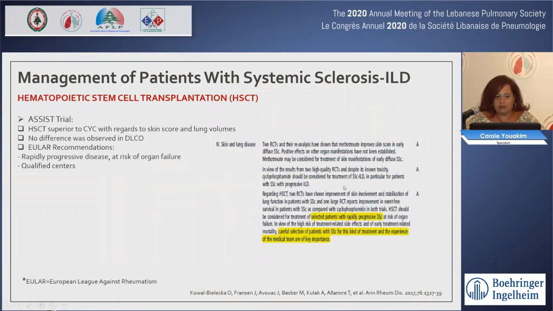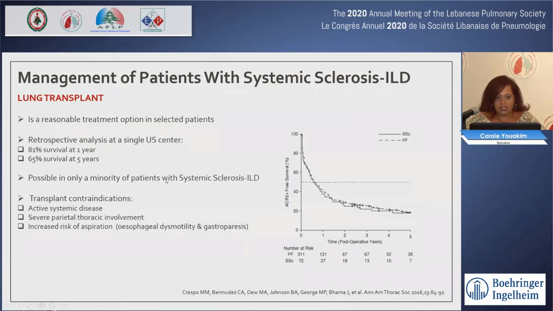In 2017 came hematopoietic stem cell transplantation, and the EULAR recommended hematopoietic stem cell transplantation only in rapidly progressive disease and in patients at risk of organ failure, to be done in qualified centers. Finally, lung transplant is also a reasonable treatment option only in selected patients.